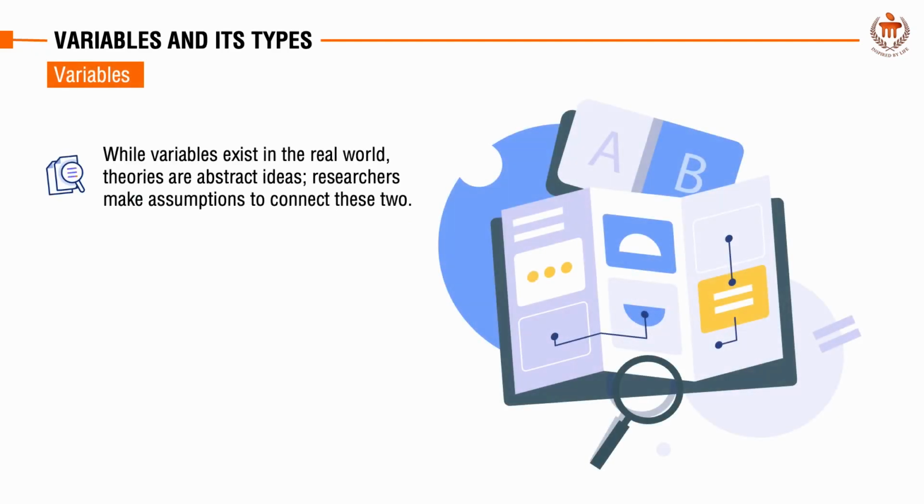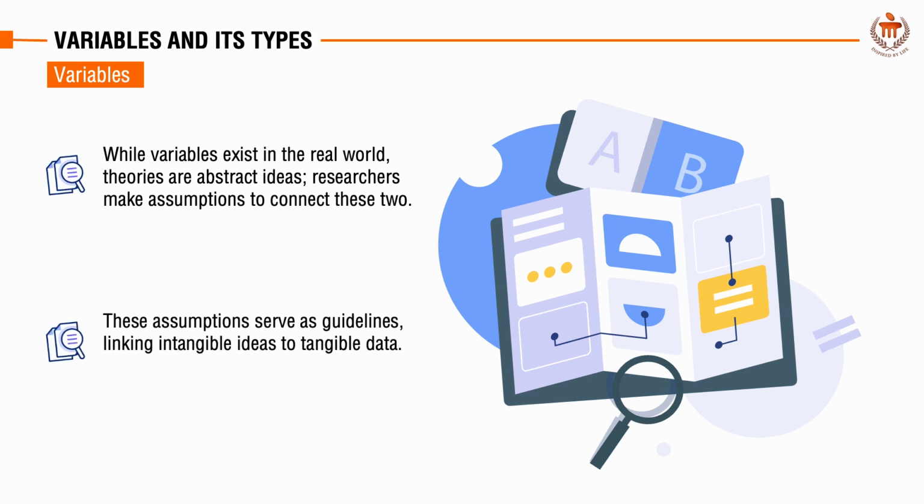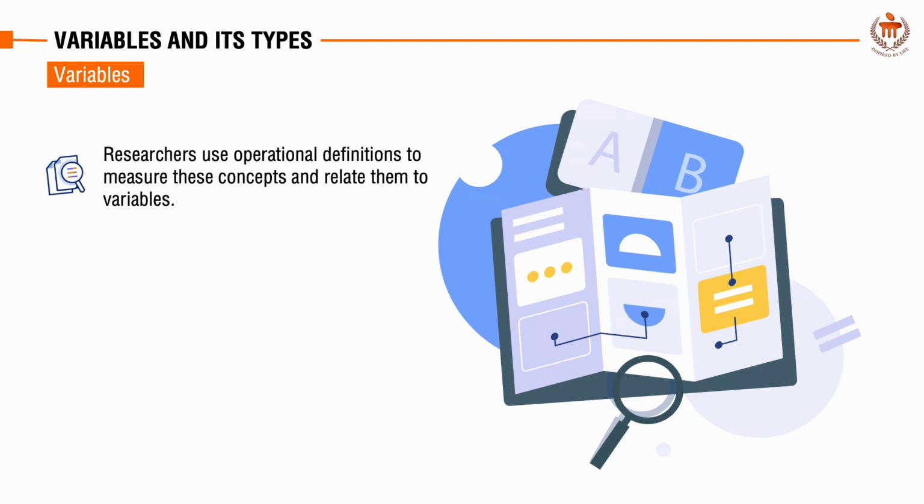Further about variables, it is important to consider how they relate to theoretical concepts. While variables are observable in the real world, theories represent abstract ideas. To bridge the gap between these, researchers rely on assumptions that connect theoretical concepts to measurable variables. These assumptions serve as guidelines linking intangible ideas to tangible data. For example, variables such as reaction speed, questionnaire responses, or attendance rates can be observed and measured, whereas theoretical concepts like motivation, stress, or happiness remain abstract and intangible. Researchers use operational definitions to measure these concepts and relate them to variables.